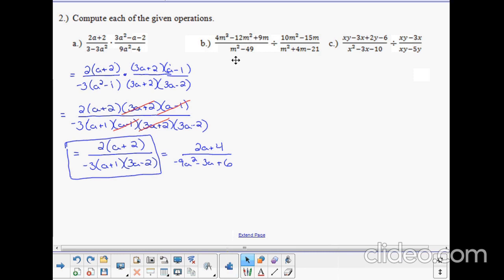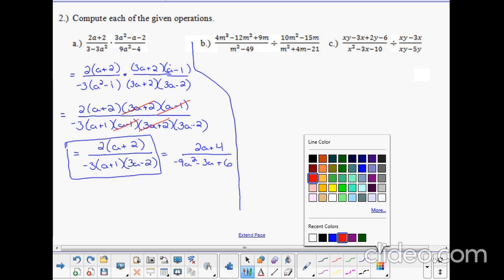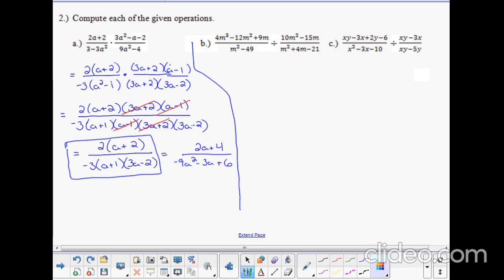Let's do example B here. I'll come back to C, but I'm just going to do B over here. It's going to take up most of this page, so let me section this up a little bit. In B, I have division. So I'm going to go through the same process.